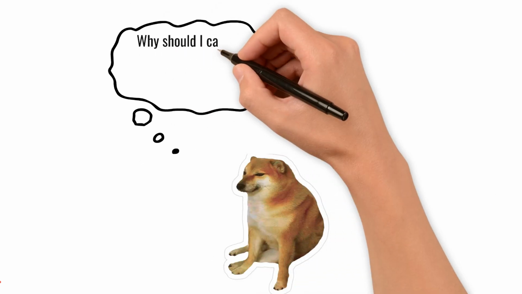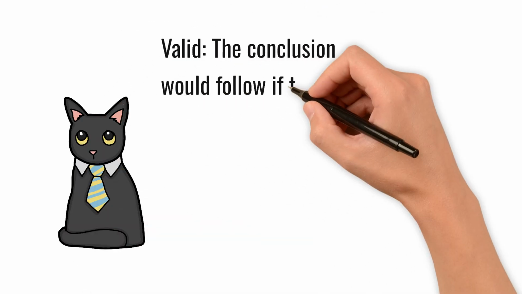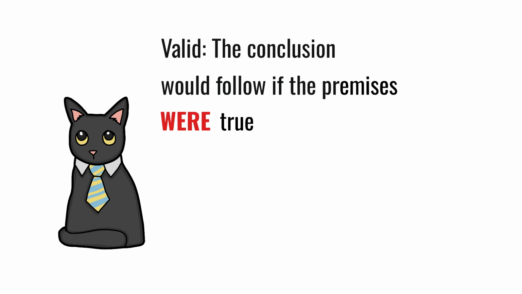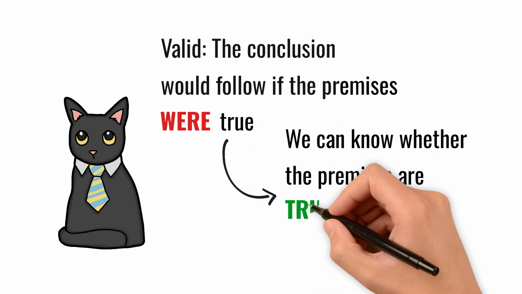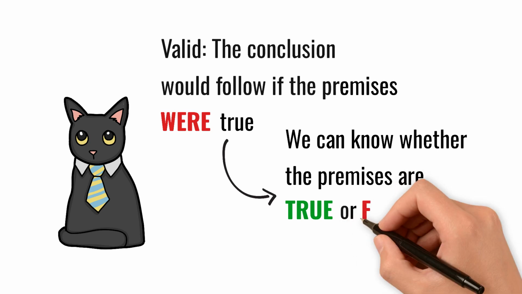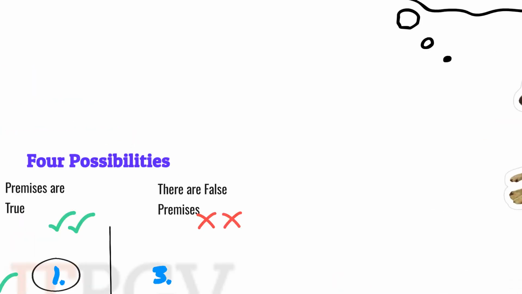You might wonder, why care about valid arguments if their premises are false? The answer is that validity helps us test our reasoning. If a conclusion turns out false, even though the argument is valid, then at least one premise must be false. In other words, a false conclusion can be validly inferred from false premises.